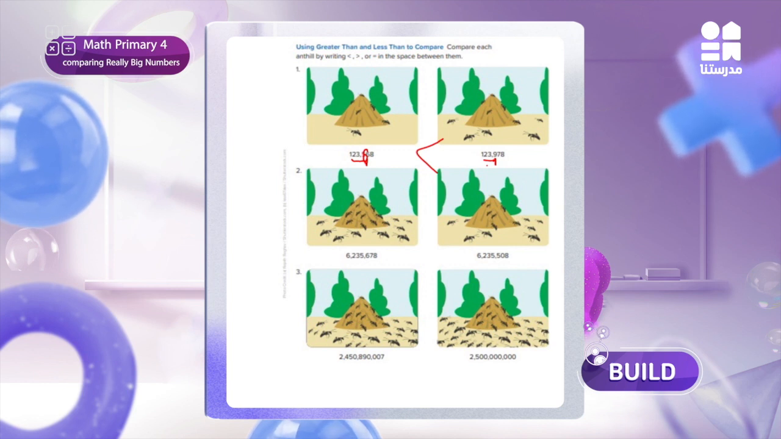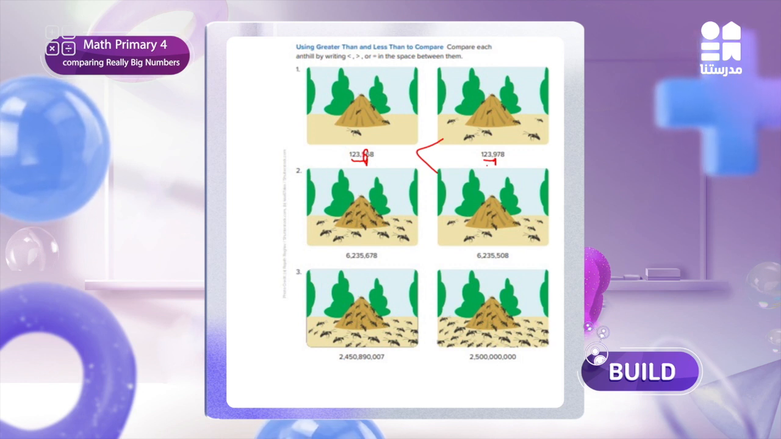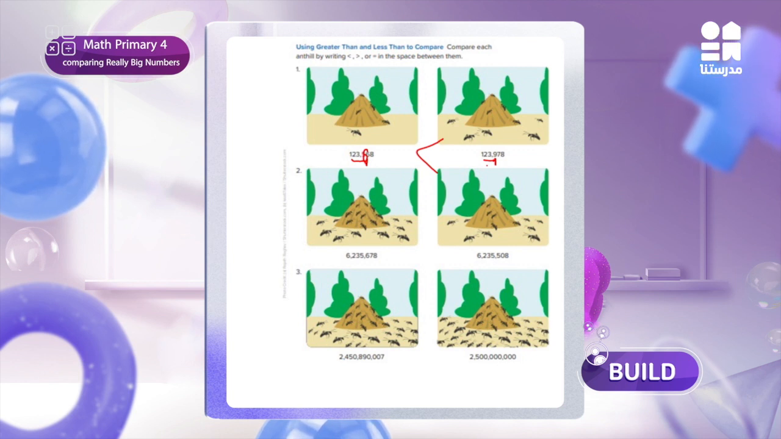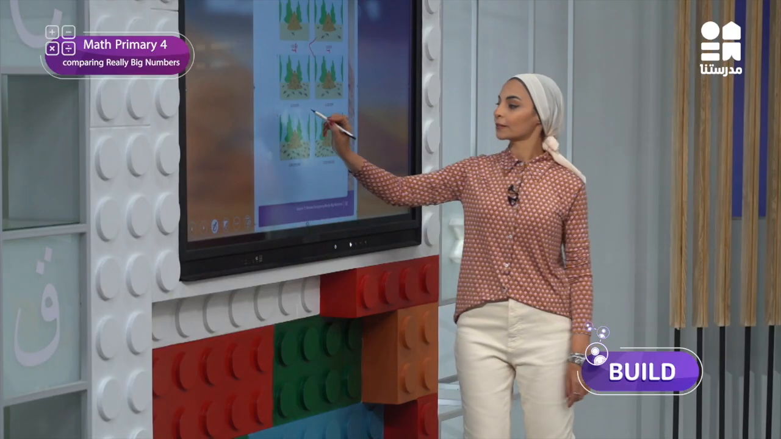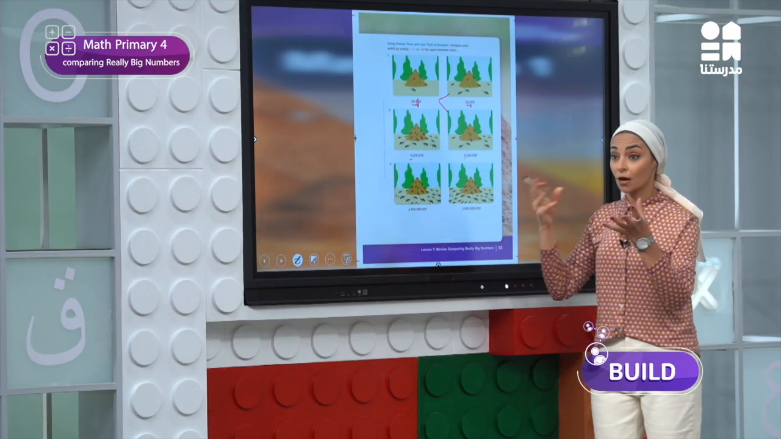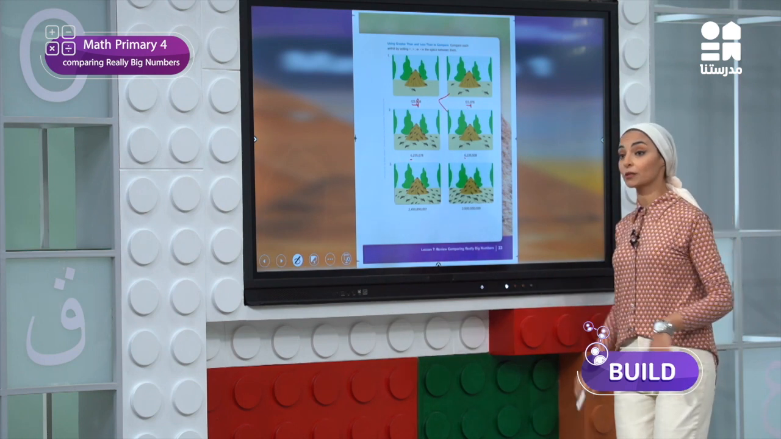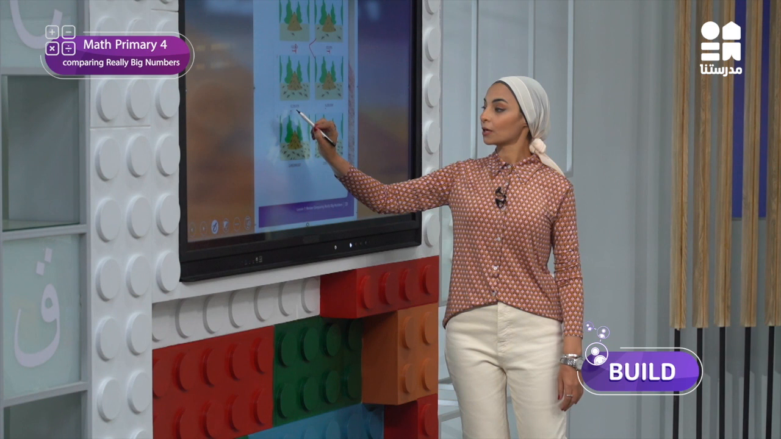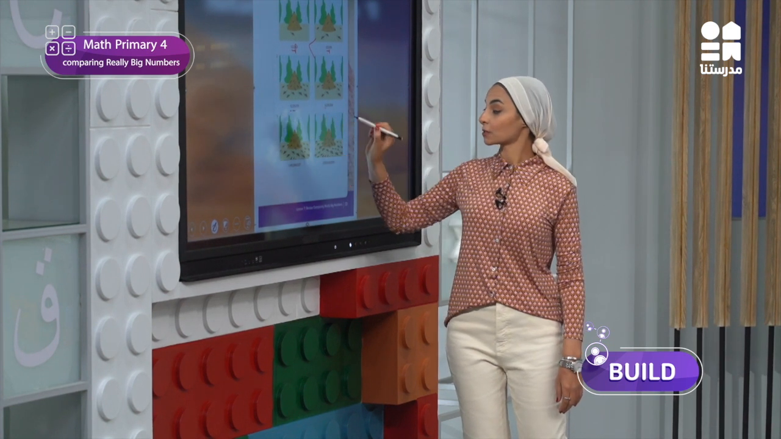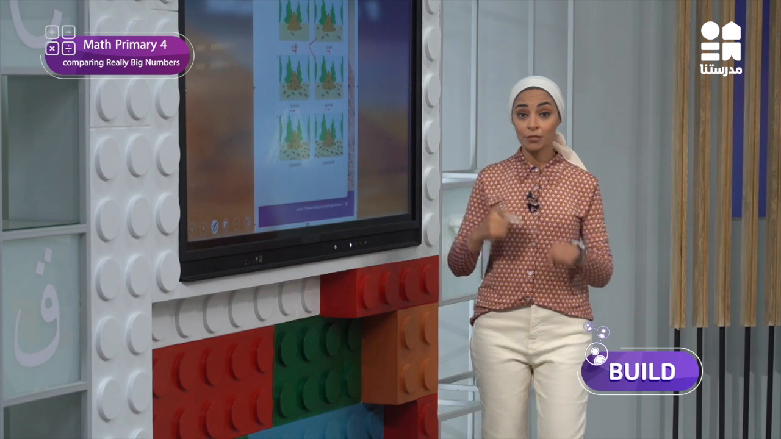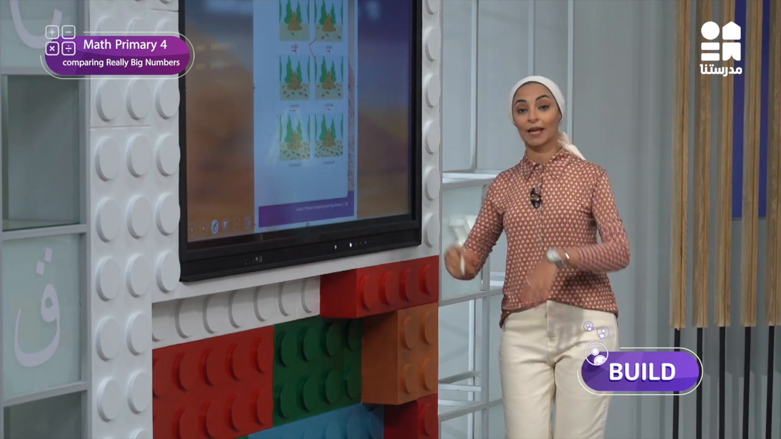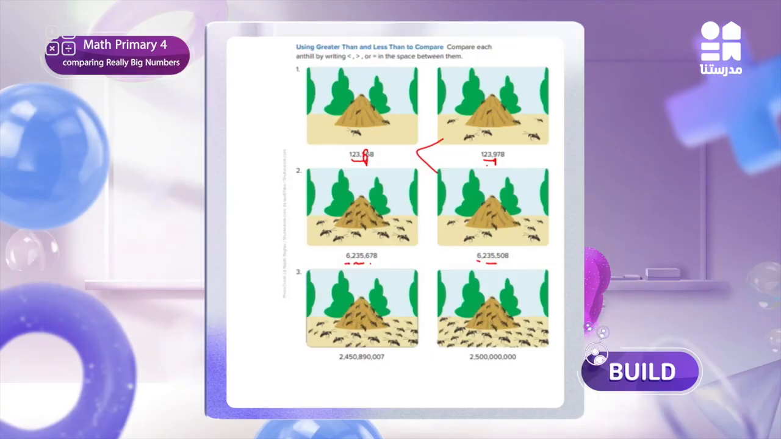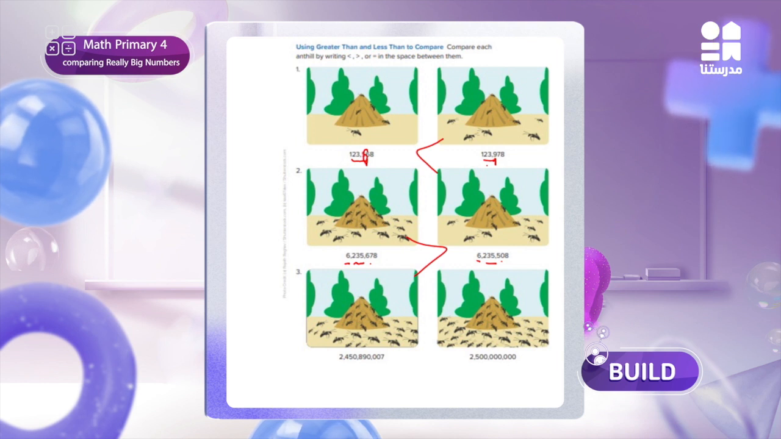Let's move to question number 2. Here I have 6,235,678. Second number, 6,235,508. Look here in the million place, both sides are equal. So I will move to the next digits. Here in the thousand place, both sides are equal, 235 in both sides. So what should I do? I will move to the next digits. Now I have here 600 and here 500. So the first number, of course, is greater than the second number.